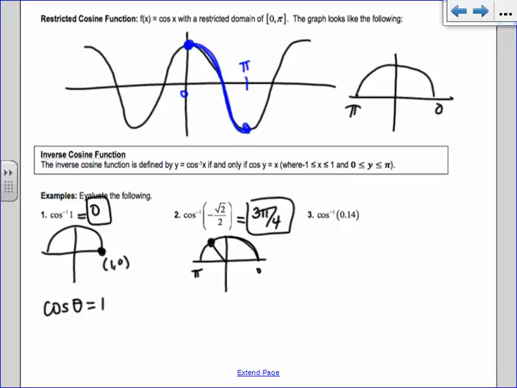Okay, and then inverse cosine of 0.14. This is one that is not a unit circle value, so I will allow you to use your calculator. So we'll get 1.430.